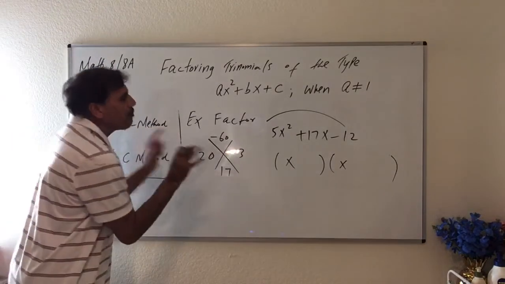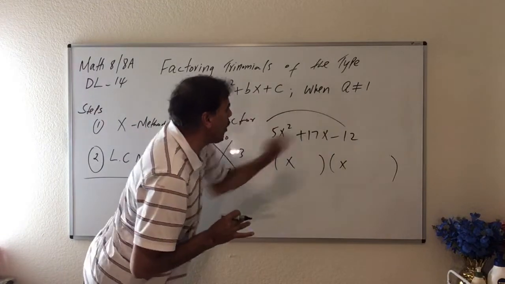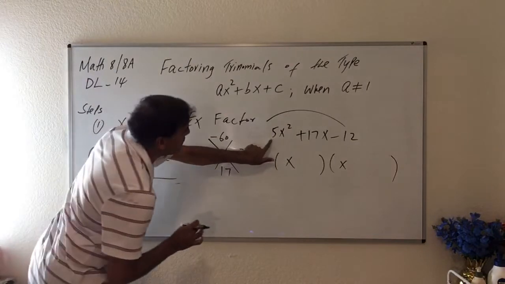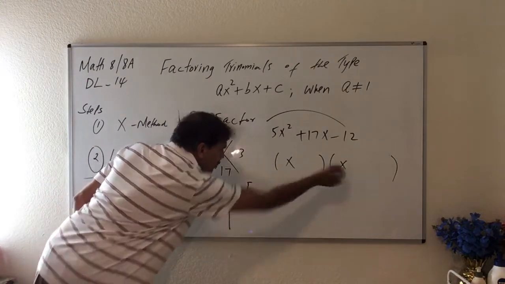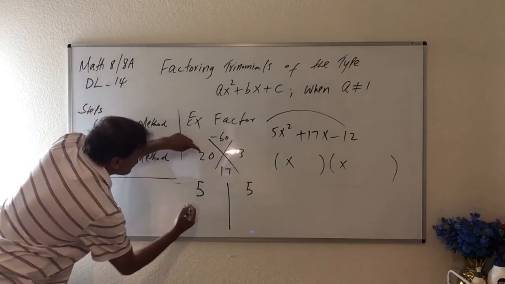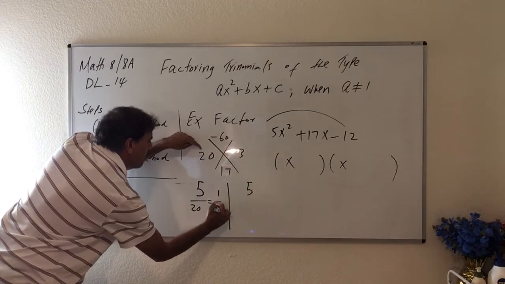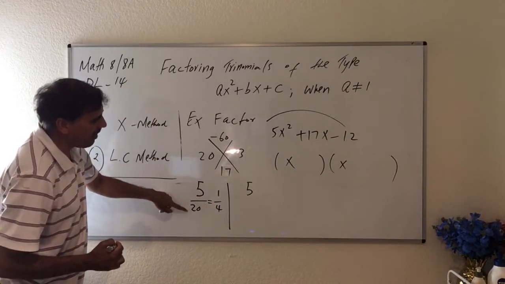So do not fill them in. Remember, there's a number here, and that's the reason: A does not equal 1. So what is the next step? We're going to use the LC method. What is the leading coefficient this time? 5. Write 5 twice because there are 2 factors. The first factor is 20. 5 over 20 is 1 over 4. 5 divided by 5 is 1, and 20 divided by 5 is 4.